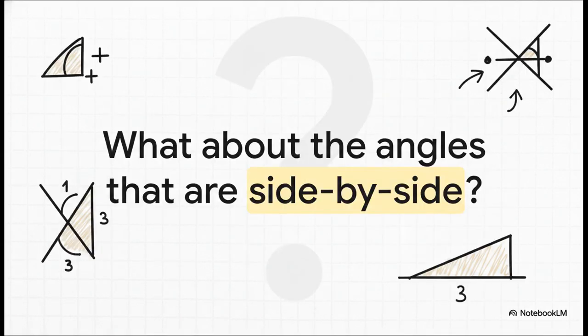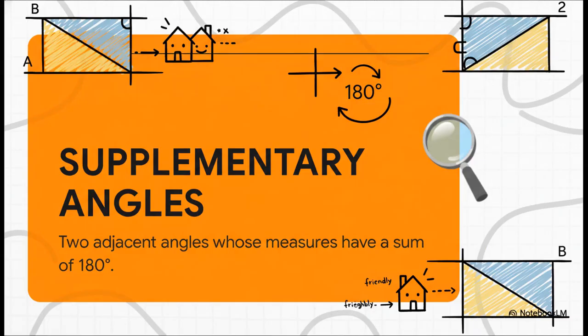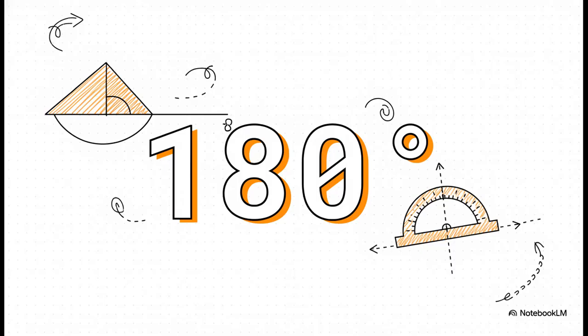Okay, so we know the angles opposite each other are equal. Got it. But what about the ones that are adjacent, side by side? What's the deal with angle 1 and angle 3 in that X shape? I mean, they're clearly not equal, but they do have their own special connection. And that connection has a name, supplementary. So these are our friendly neighbors from before, the adjacent angles. But they have this really specific property. When you add their measurements together, you always get one particular number. And that magic number is 180 degrees, always.